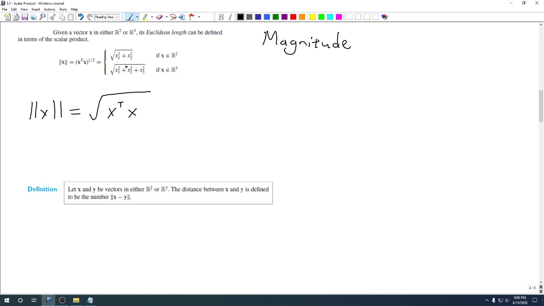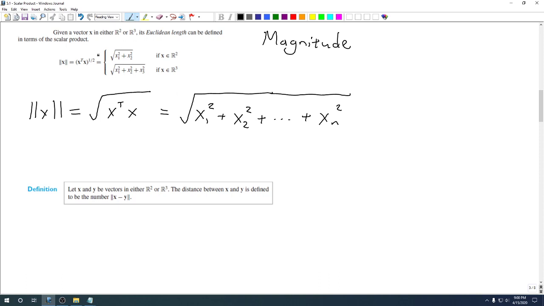If x is written in terms of x1, x2, x3, and so on, then we can expand that out. Remember, when we take x transpose times x, we multiply those first two elements together, but they're the same thing, both x1, so we get x1 squared. Then we multiply the second elements together, but they're both x2s. We just keep going with that until we get to xn. So we get the square root of the squares of each element of x.